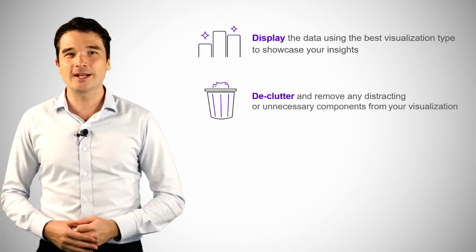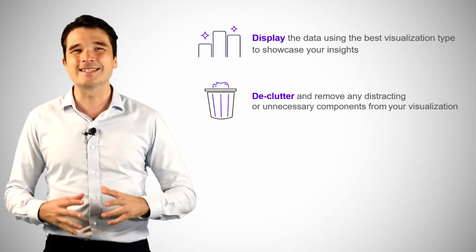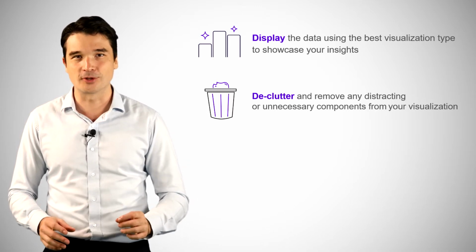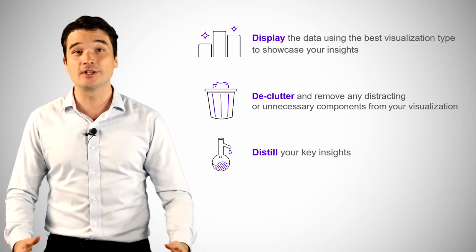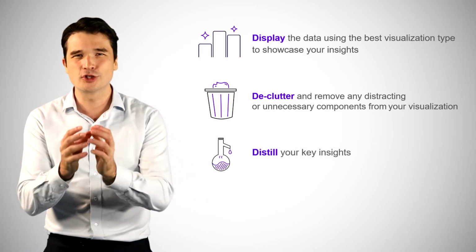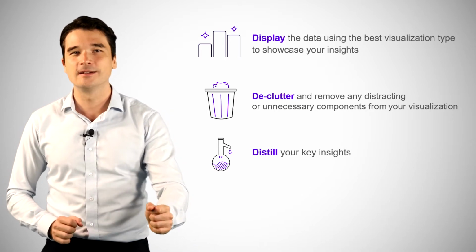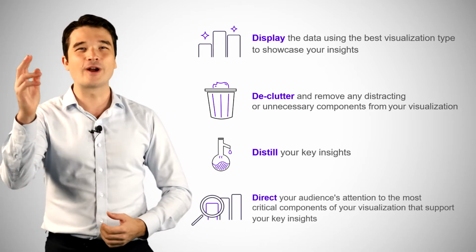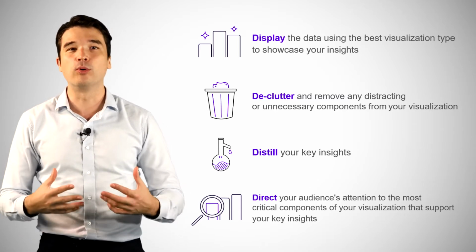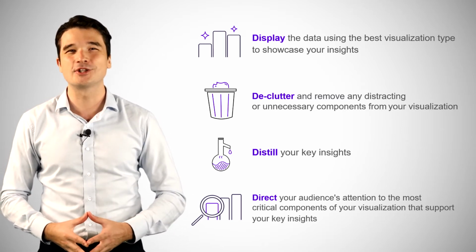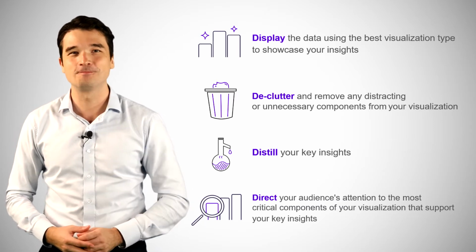We're going to address all that clutter, and we're going to remove everything from our visualization that isn't necessary to tell our story. Then, we're going to distill all the information captured in our charts to just a few key insights that our audience actually needs. Finally, we'll direct our audience's attention so that they can focus on the most important components of our visualization that support those key insights and prove them with data.